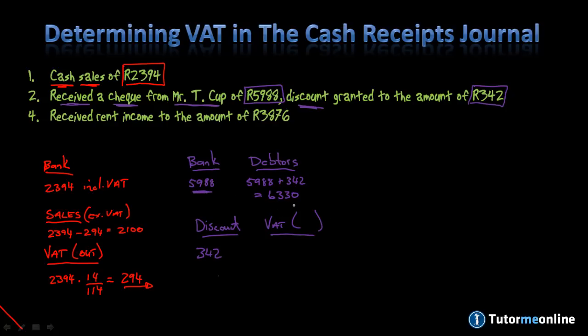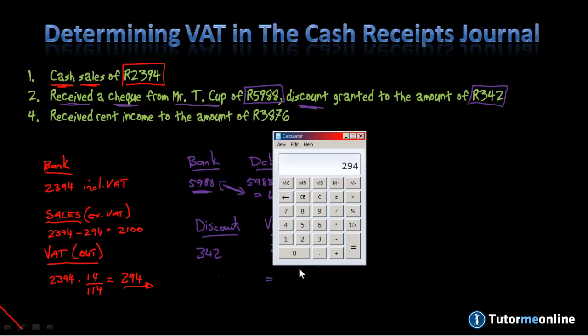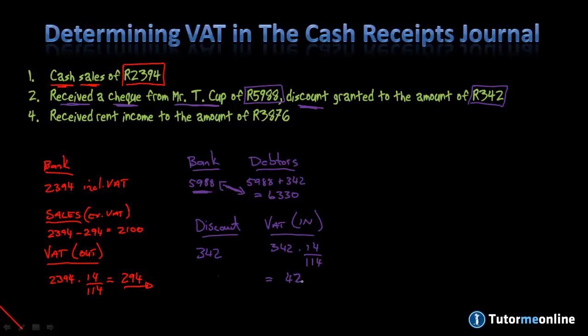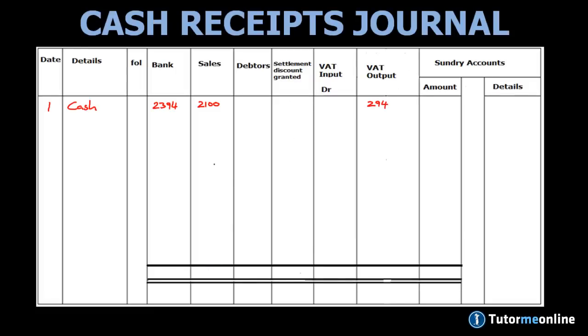So how do we reverse VAT output? Of course by claiming VAT input. So the input portion of the VAT, we need to work out on the difference between the amount received and the initial amount, the initial debt that was incurred by Mr. Teacup. So we say the VAT portion on the discount was 342 multiplied by 14 over 114. So that says 342 multiplied by 14 divided by 114. That gives us the amount of 42 Rand. So there we have all our amounts. All that we have to do now is add that into our cash receipts journal.